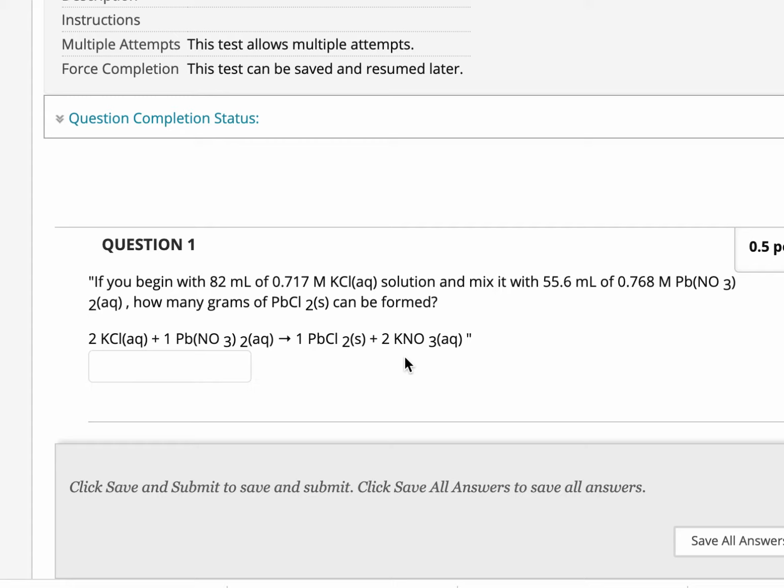It's 82 milliliters of 0.717 molarity potassium chloride and 55.6 milliliters of 0.768 molarity lead 2 nitrate. And the question is grams PbCl2. And this is a double replacement reaction. And in this reaction, we are making a solid, and solids, we tend to think of them in terms of grams. And aqueous phases, we tend to think of those in terms of milliliters and molarities.